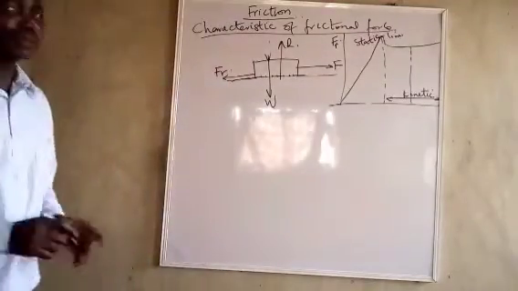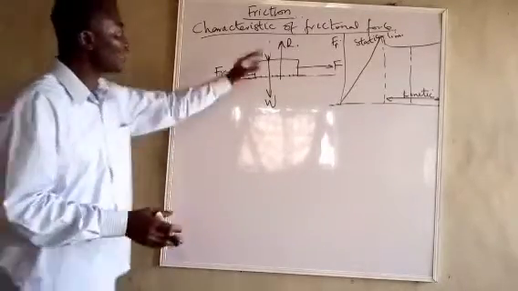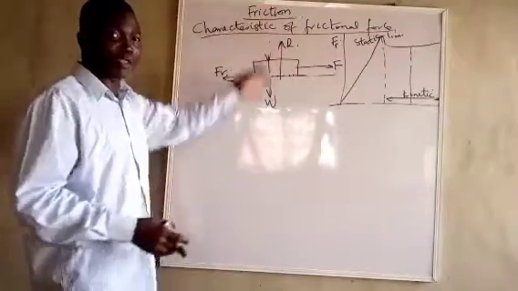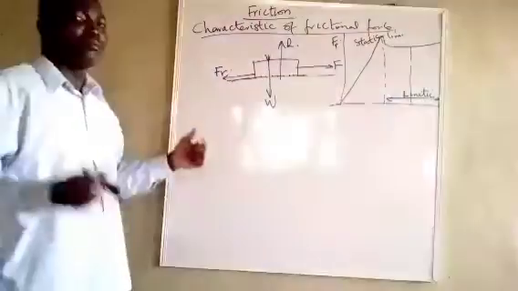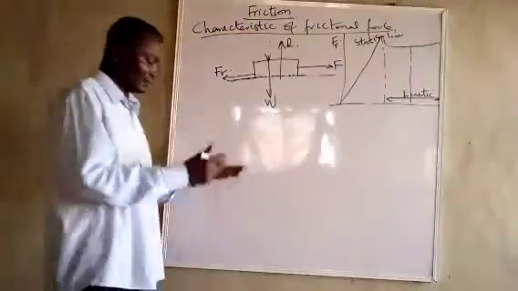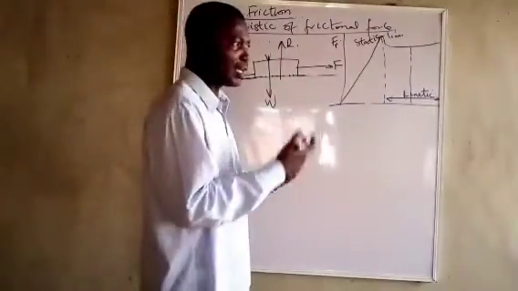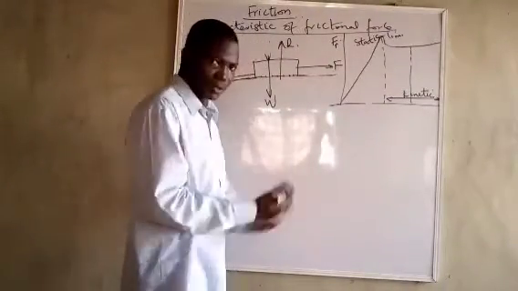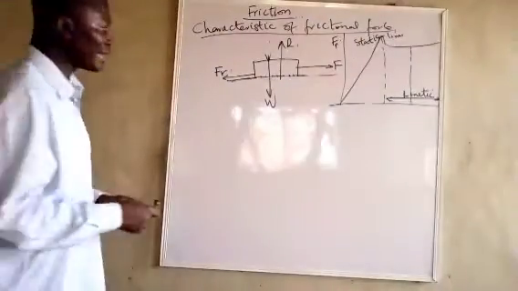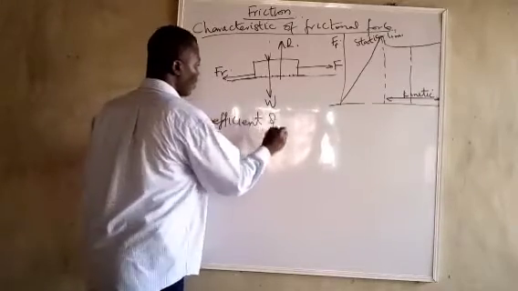We are now going to talk about something we call coefficients. Why? Because this frictional force, we have said that it is proportional to the normal reaction to the surface. But it is still dependent on the nature of the surfaces. Like the frictional force between glass and wood is different from the frictional force between iron and wood. So it varies from one type of material to another. And that is why we talk about coefficients of friction.